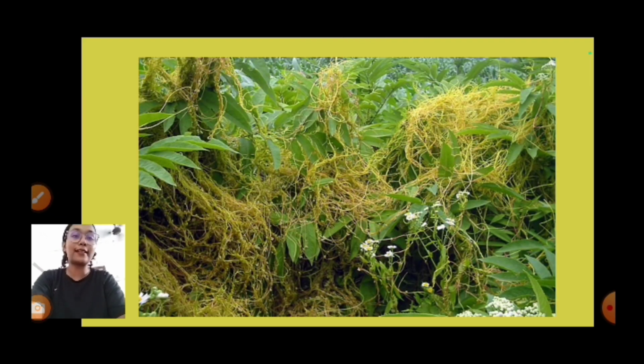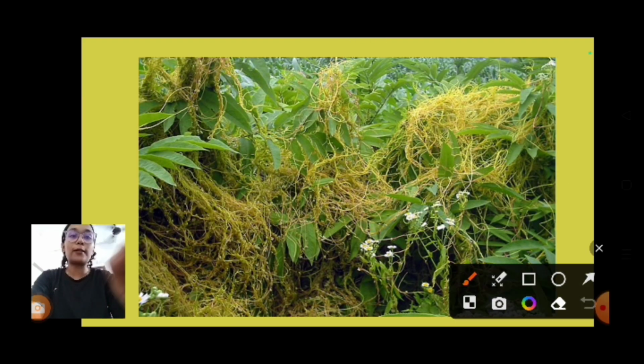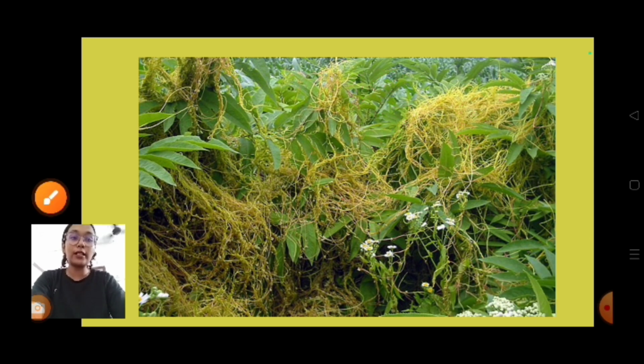Moving on to the next slide. This is Cuscuta, a parasitic plant. Wherever you see this vein-like, yellow color structure, it takes nutrition from the plant. The plant you can see below will be dead after a few days if you see the Cuscuta covering up all the areas. Getting my point?